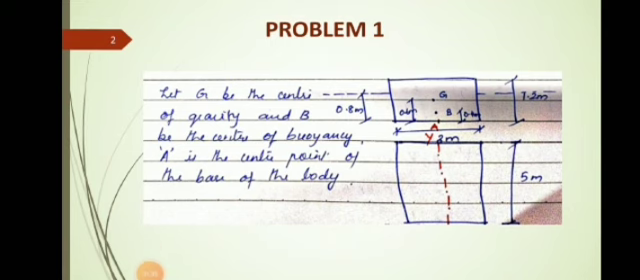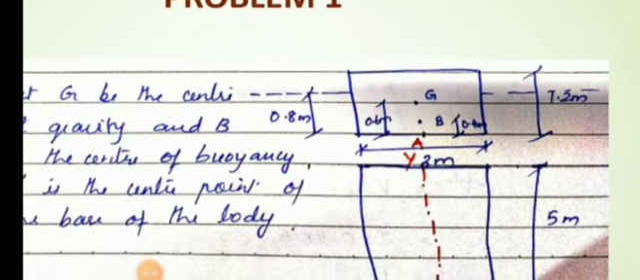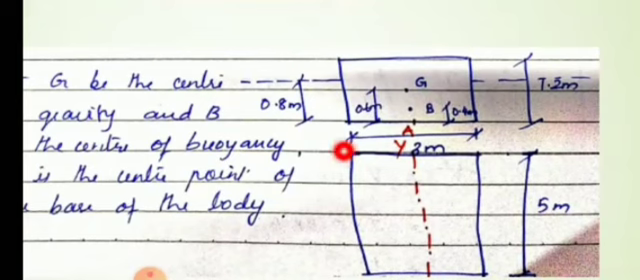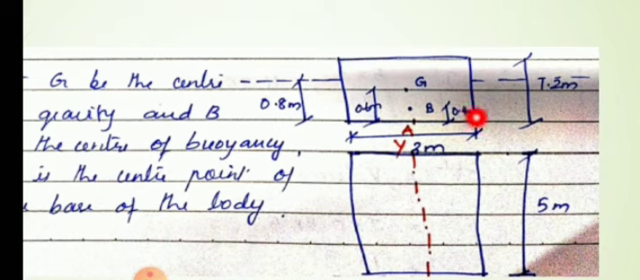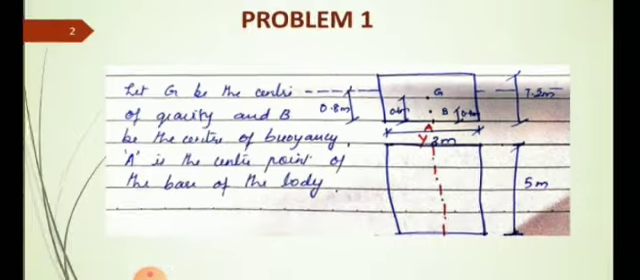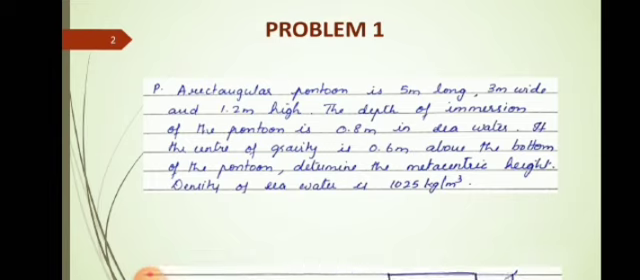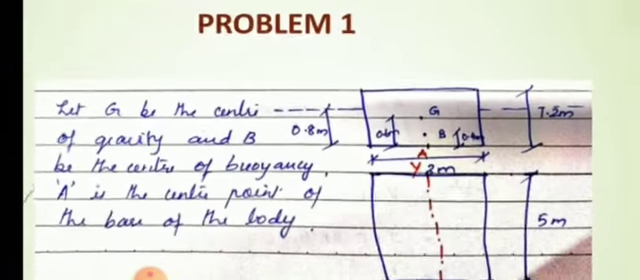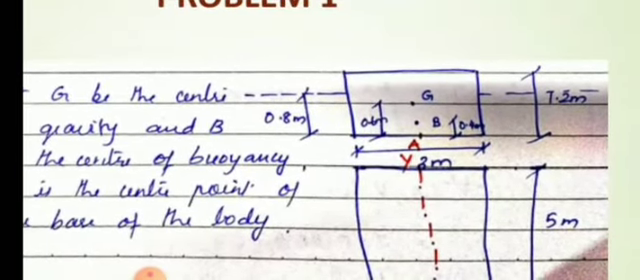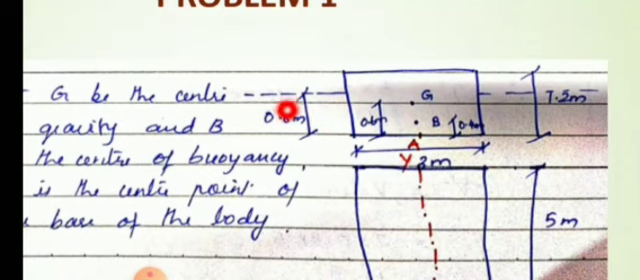So this is how the figure comes. It is a rectangular body. So the width is 3 meter. The depth or the height is 1.2 meter, and the other dimension which we cannot see is the length, that is also given in the question, 5 meter. So the depth of immersion is also given, 0.8 meter.